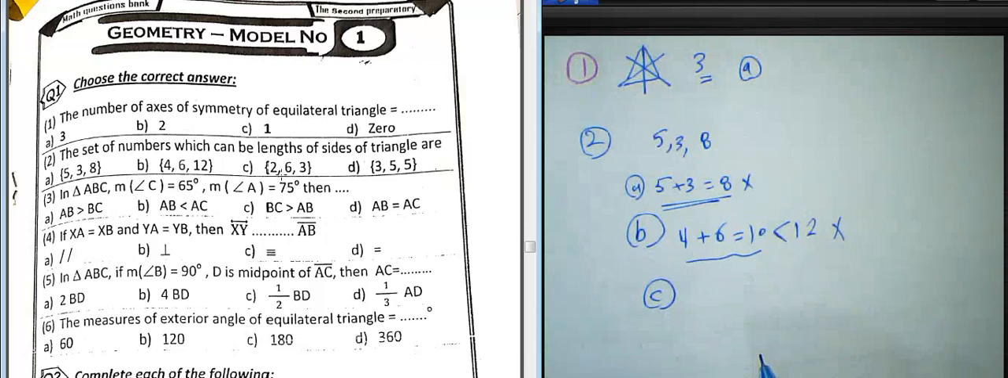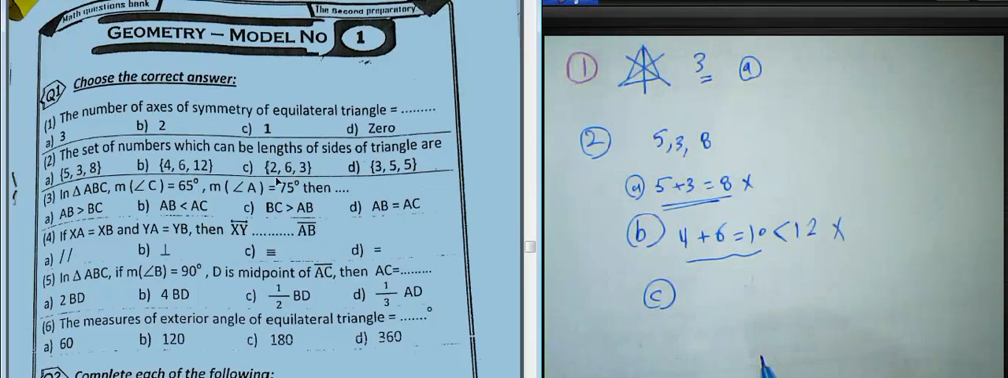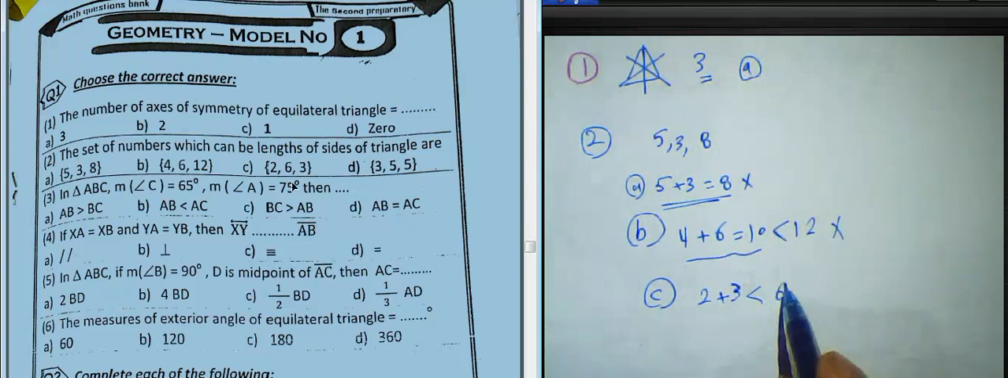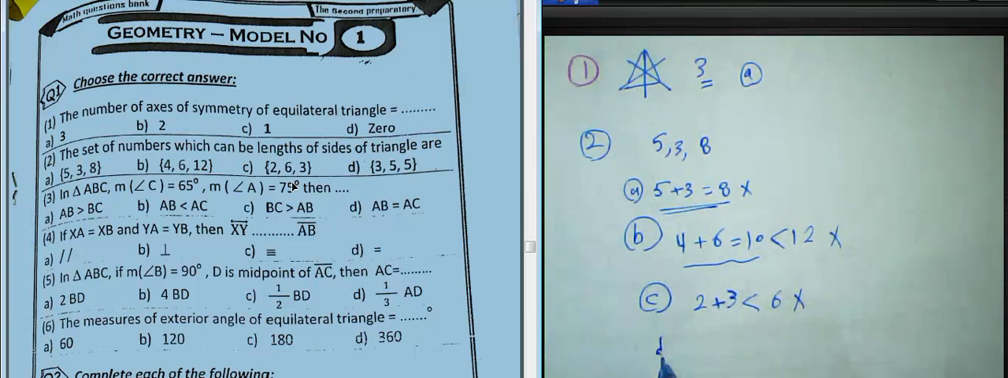Look at letter C for this question. What about this group? 2, 6, 3. We will choose 2 plus 3 equals 5. 5 is less than the third here, 6. So we can't choose 2 and 3 and 6. Okay. Letter D.